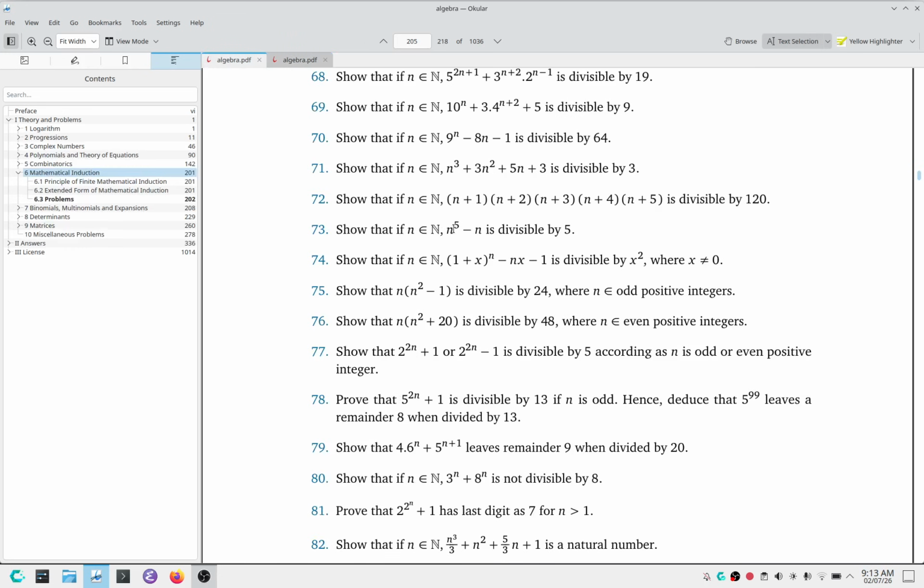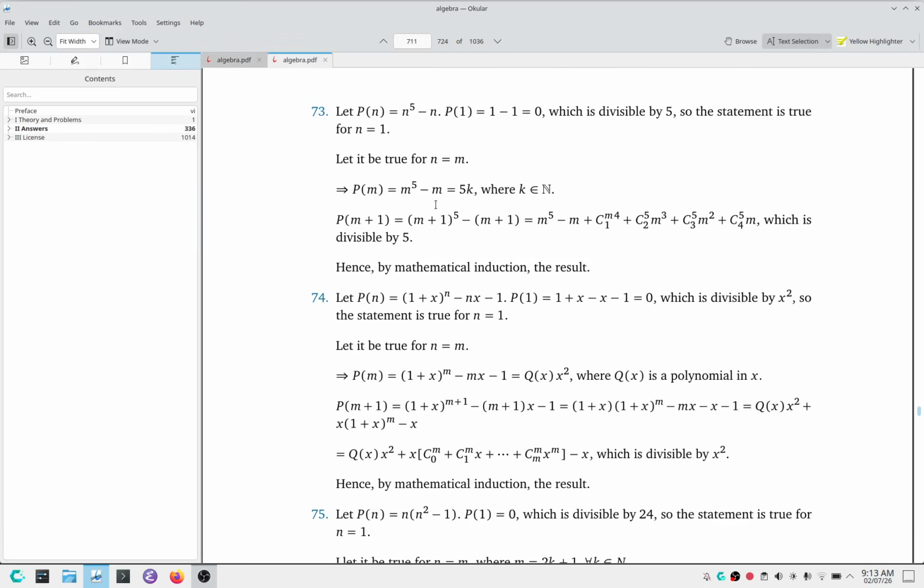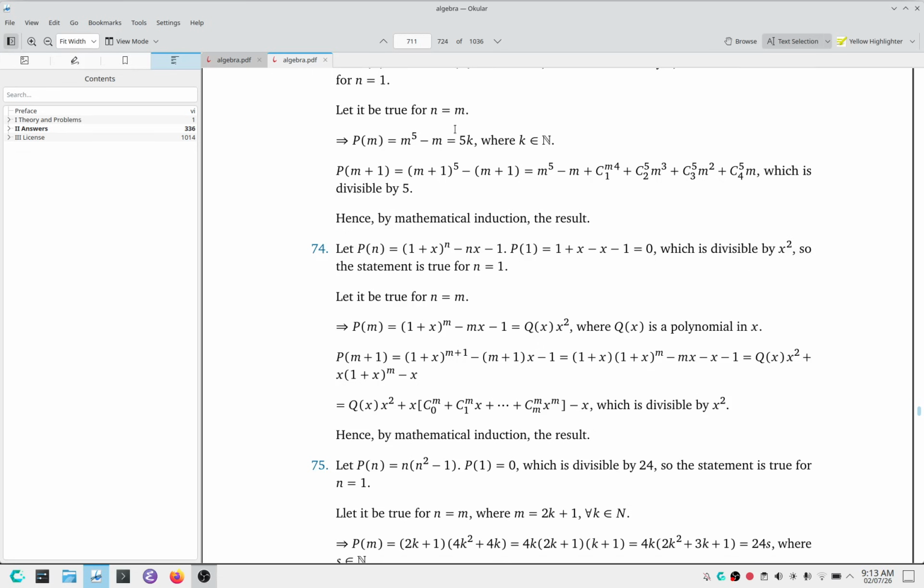Question 73: the expression is n raised to the power 5 minus n, and the divisibility is by 5. So we put n equal to 1, we get 0, which is divisible by 5. We let it be true for n equal to m, that is m raised to the power 5 minus m is equal to 5k. Now we put n equal to m plus 1, we get (m plus 1) whole to the power 5 minus (m plus 1).